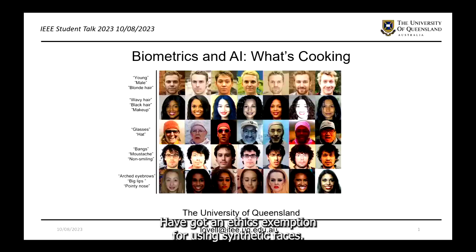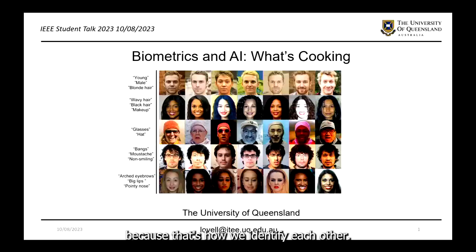I've got an ethics exemption for using synthetic faces. So I can do stuff with these faces that I can't do with human faces, to the same extent, because of ethics requirements. And it's very hard to work in the field of face because that's how we identify each other. They say you have to make it not identifiable, but face is your identity, effectively.